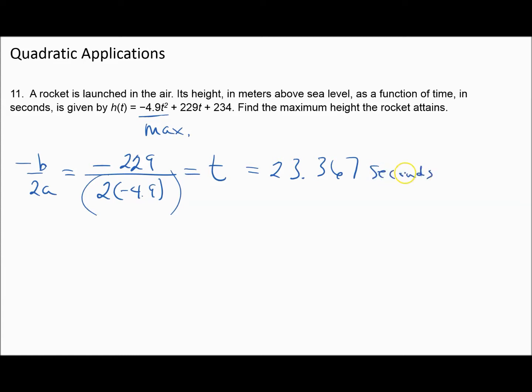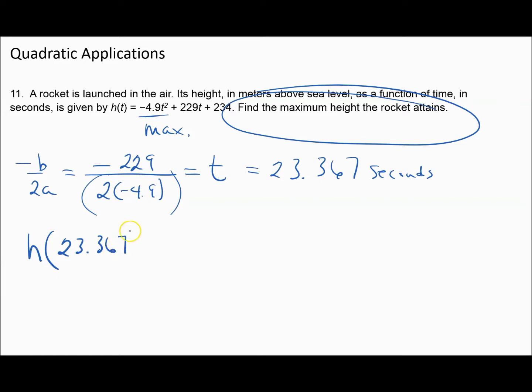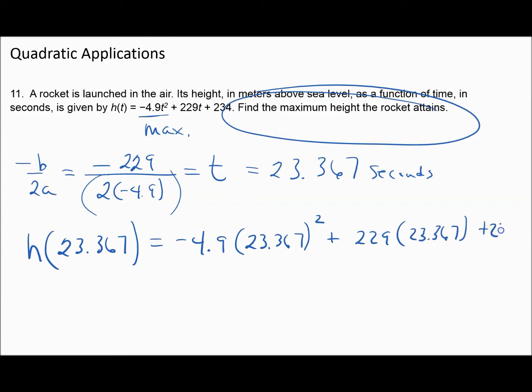Now look at the problem. It says find the maximum height. Well, how do I do that? Well, this is a function of height, so I need to find h of 23.367. Now, if I would have rounded something a little smaller there, this would be an easier calculation. But I'm going to stick to what I said. Okay, squared plus 229 times 23.367 plus 234.